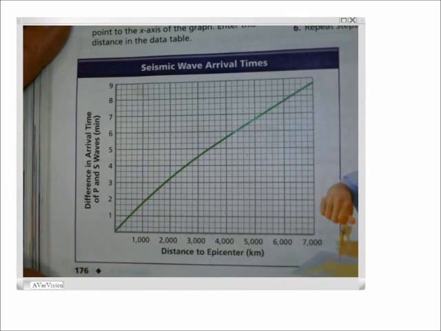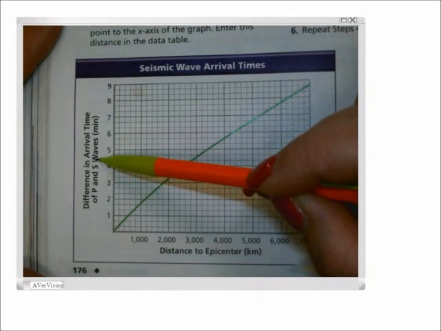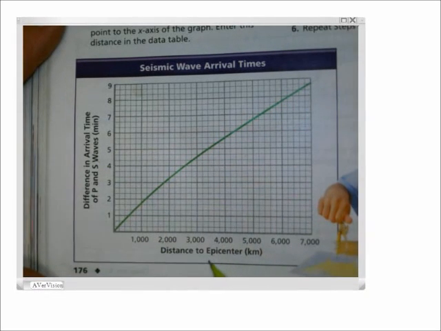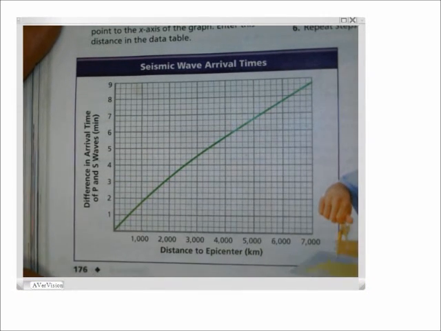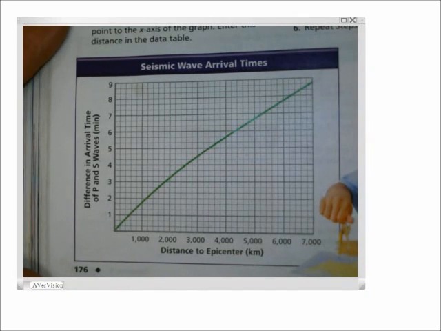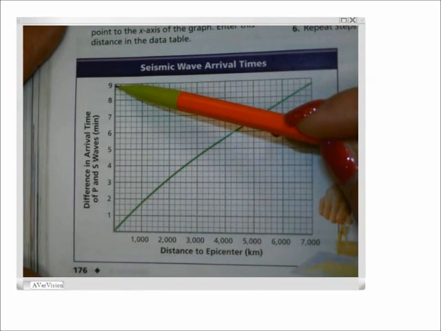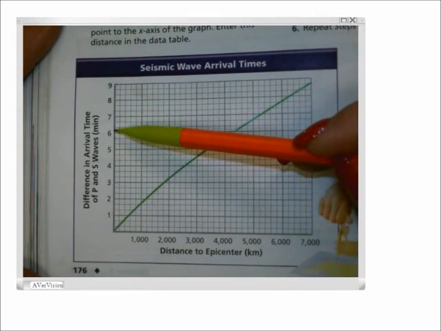Once we know the difference in arrival times between the P and S waves, which we just figured out, we can apply it to this graph to determine the distance to the epicenter in kilometers using this chart from our book on page 176. So in our first example, we had a difference in arrival times of 9 minutes, which is just barely on this scale. But before we use the scale, we should probably figure out what the delineations represent.